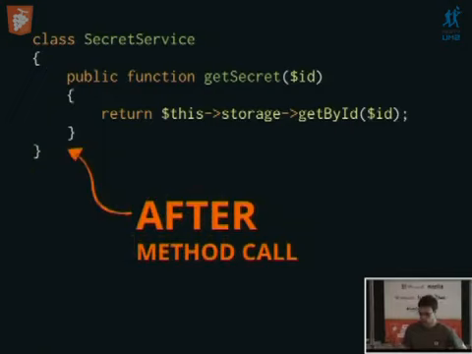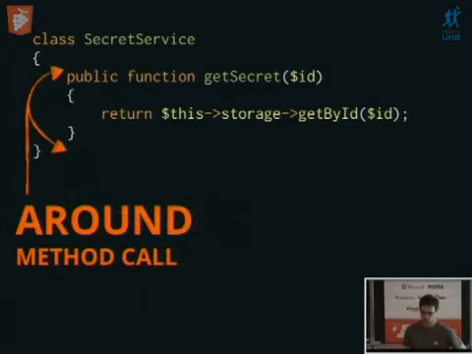After a method call, which is useful for logging or handing off things to worker processes, or around the method call. So you could basically wrap functionality around your business logic. So this is useful for caching or output buffering, catching exceptions, logging, stuff like that.